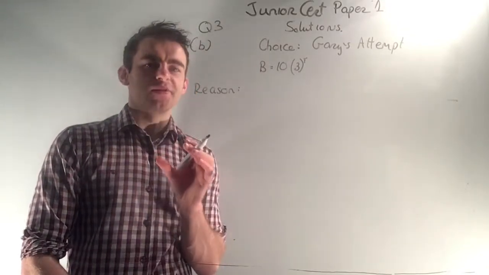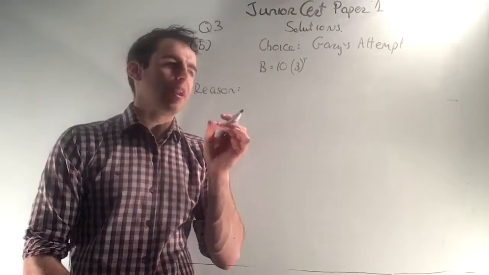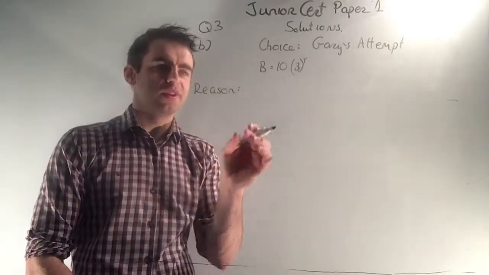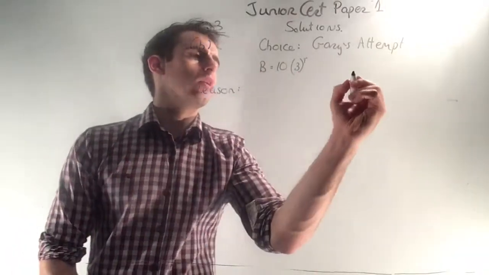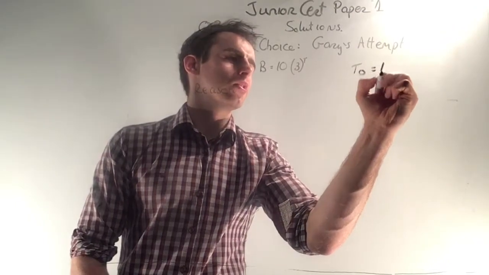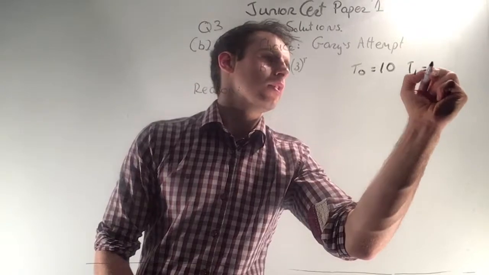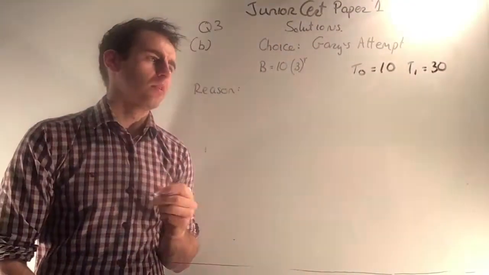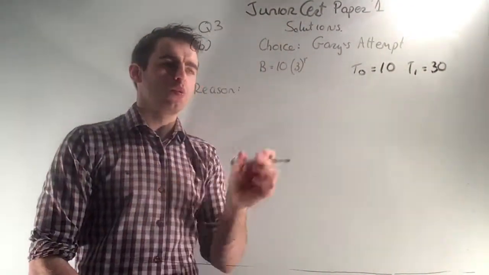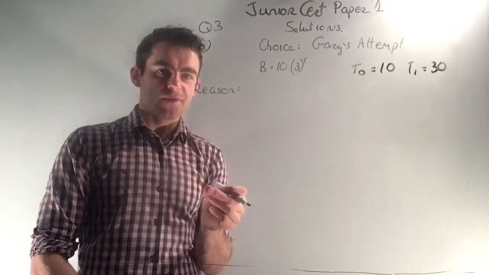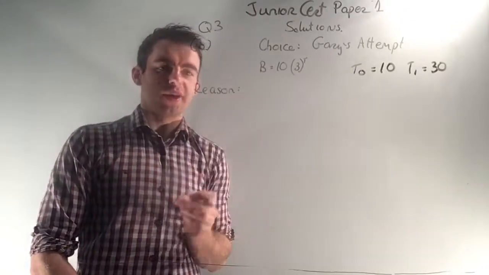Now, your reasons for this, the first reason should be you sub in values. If I sub in certain points here, they should work. I know that when t equals 0, the number of bacteria is 10. And that when t is equal to 1, the number of bacteria is 30. So if I sub in both of those coordinates into Gary's attempt, if Gary's right, then it should work out.